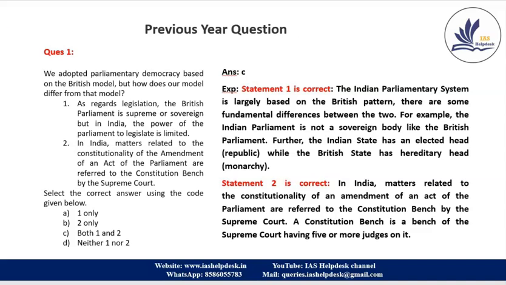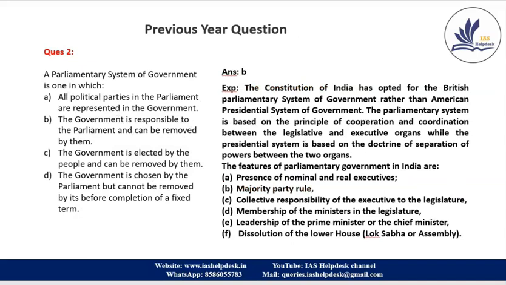Now let's look into our next question, which says a parliamentary system of government is one in which all political parties in the parliament are represented in the government. Number 2, the government is responsible to the parliament and can be removed by them. Number 3, the government is elected by the people and can be removed by them. Number 4, the government is chosen by the parliament but cannot be removed by it before completion of a fixed term.